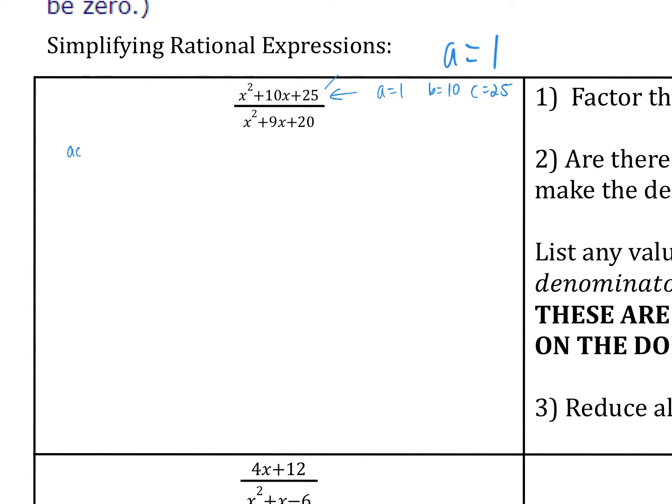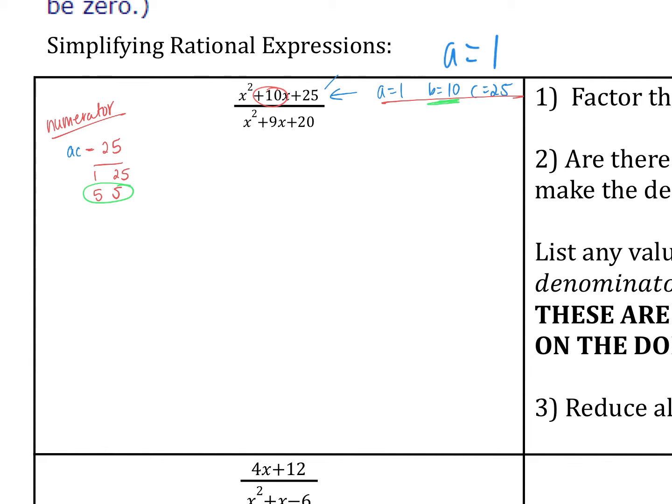So for the numerator, A times C, in this case, is 25. From there, all I need to do is find all the factors of 25. So I know it's 1 and 25, and 5 and 5. Remember, my B was positive, so I only have to list the positive factors. The only thing from there is I need to pick which factor pair equals my B. This one's an easy one. I know that 5 plus 5 is equal to 10. So those are the two factors that I'm going to use.